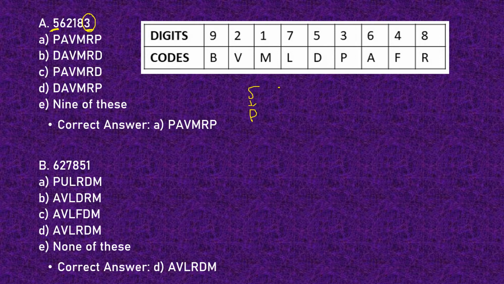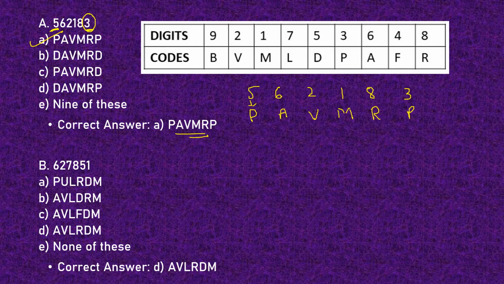Then for 6, the code is A. Then for 2, the code is V. For 1, the code is M. For 8, the code is R. And for 3, the code is P. So what is our answer? PAVMRP. So this is our correct answer. That is option number A. So isn't that simple? Yes, indeed it is.